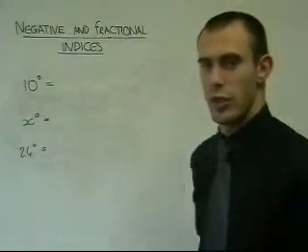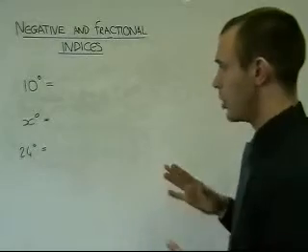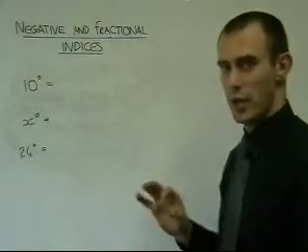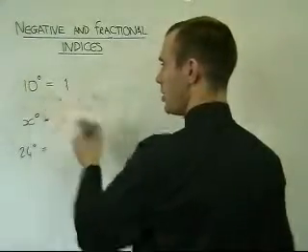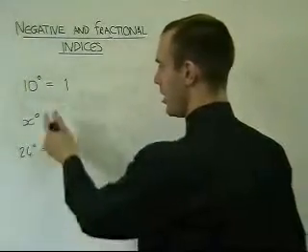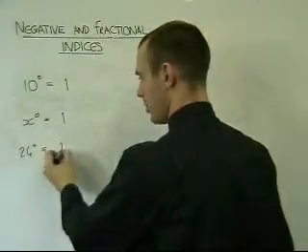Sometimes we see questions like this. Now, the indice here is 0. It's not 1, it's not minus 1, 0. Anything to the power of 0 is always going to be 1. So 10 to the 0 is 1. x to the 0 is 1. 24 to the 0 is also 1.